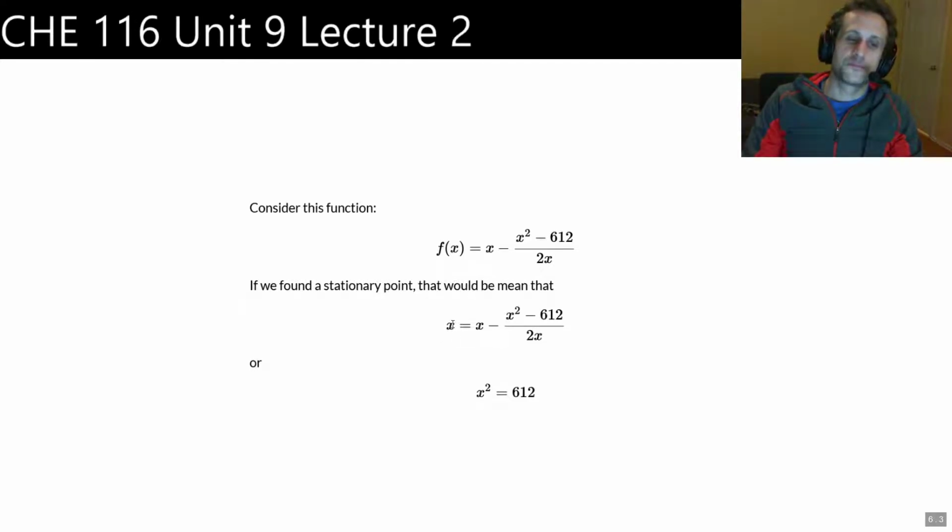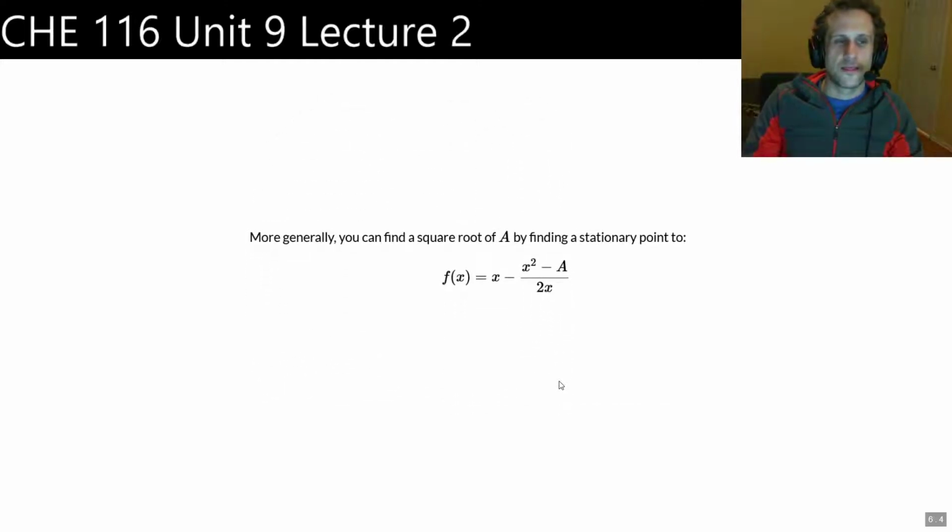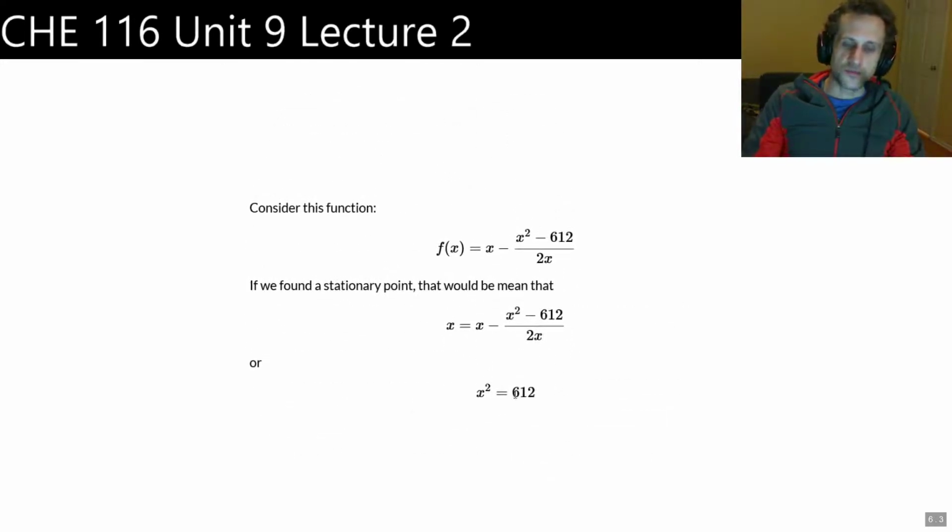That would mean that x is equal to x minus (x squared minus 612) divided by 2x. Now, if you do a little bit of algebra, you can show that if x were to satisfy this expression, then x squared would equal 612. That means I'm finding the square root of 612. If anybody's ever tried to compute the square root of 612, you may have been like, wow, how do you compute the square root of 612?